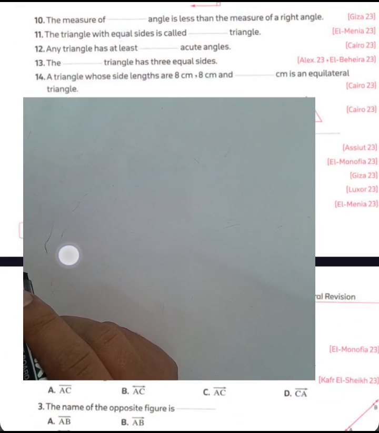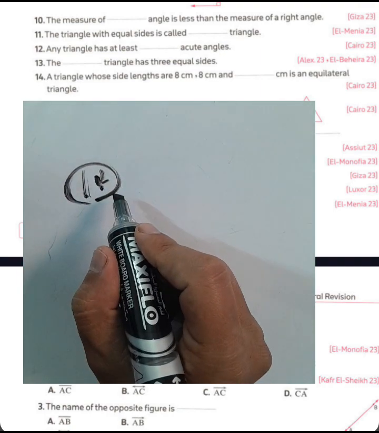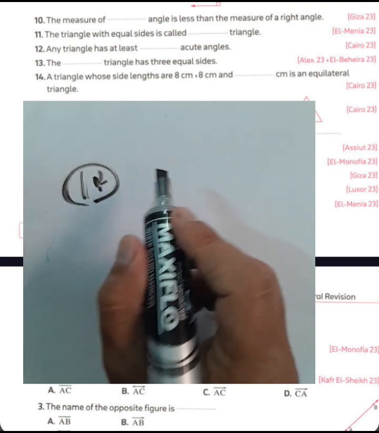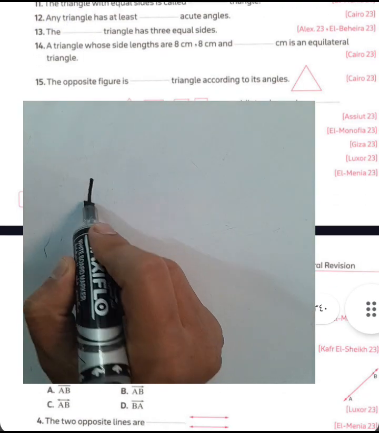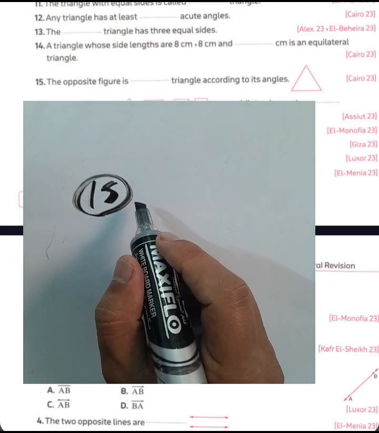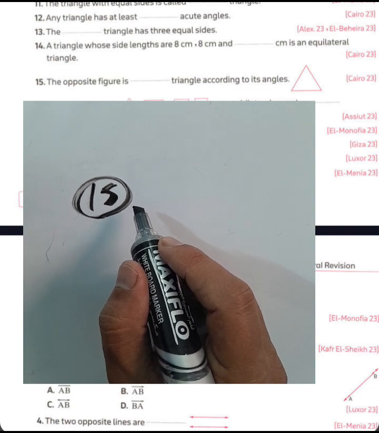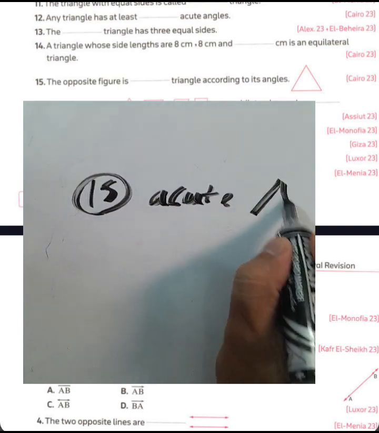Question 14. A triangle whose side lengths are 8 centimeters, 8 centimeters, and 8 centimeters, we call an equilateral triangle. Question 15. The opposite figure according to its angles, what do we call it? Acute, because all angles here are less than 90 degrees.